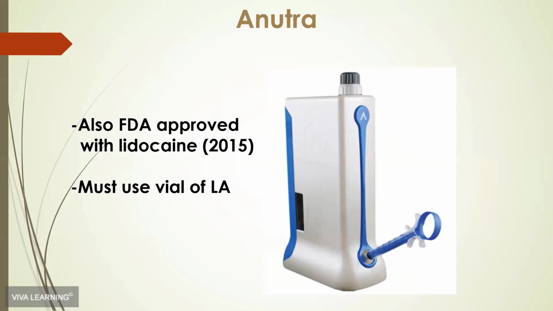This is the other device. It's called the Anutra. And this, you need a vial of lidocaine. You can't use a local anesthetic cartridge. When you put the vial of lidocaine inside the device, you pull back on this blue ring, and that will suck the local anesthetic and the bicarbonate into the syringe. And so you're using a different syringe for your injections.